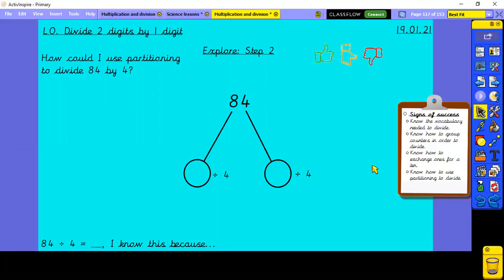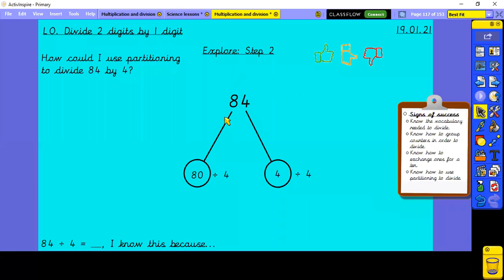And if you're confident with that, you can then divide those part models by 4 to get your answer. And remember to add the 2 answers at the end together to get our product, or our quotient. So pause the video and have a go at this calculation now and see if you remember how to do it. And then I will model how we do it all together.